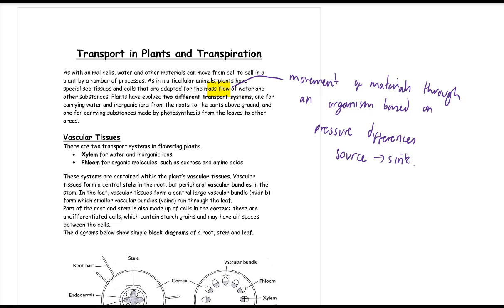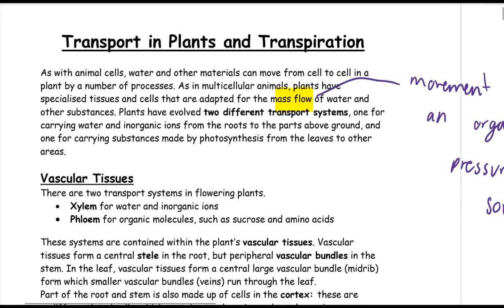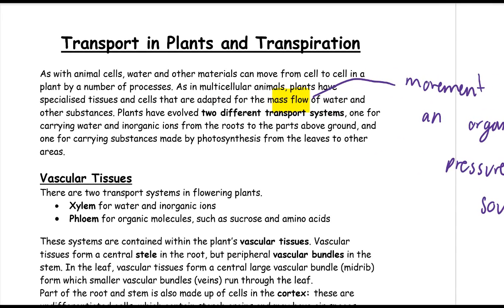Now the main two that they've got is one for carrying water and inorganic ions from the roots to the parts above ground, and one for carrying substances made by photosynthesis from the leaves to other areas. Now you might remember from GCSE, the transport system for carrying water and inorganic ions was the xylem, and the one for carrying substances made by photosynthesis from the leaves to other areas was the phloem. So the main thing that the phloem carries is sugars, and they're mainly in the form of sucrose.